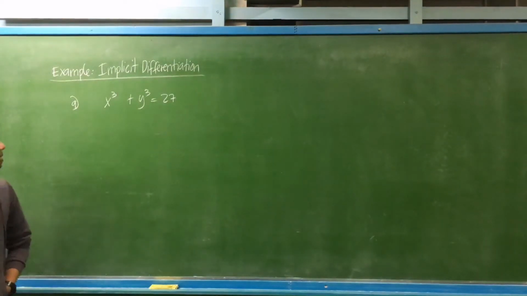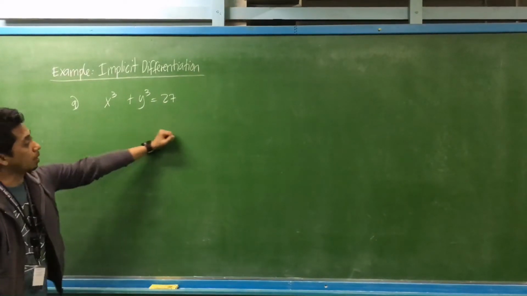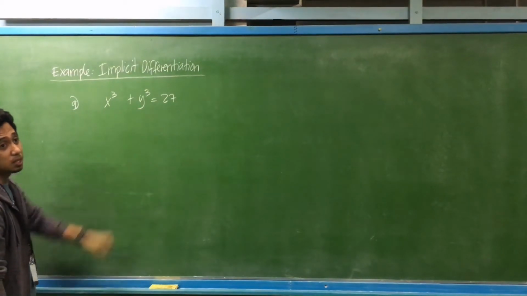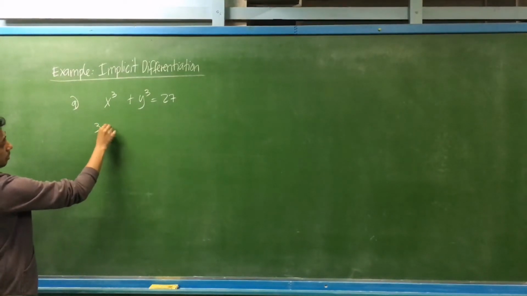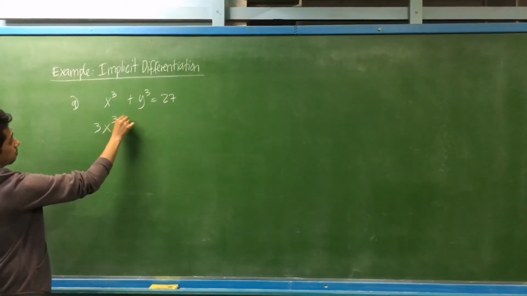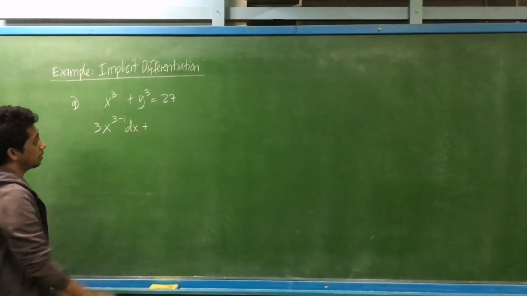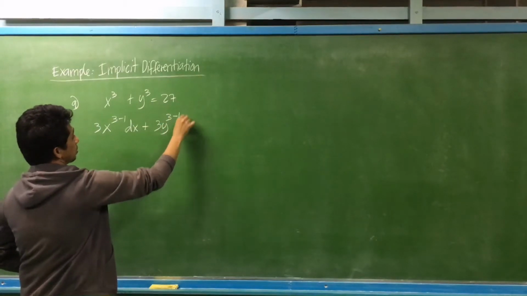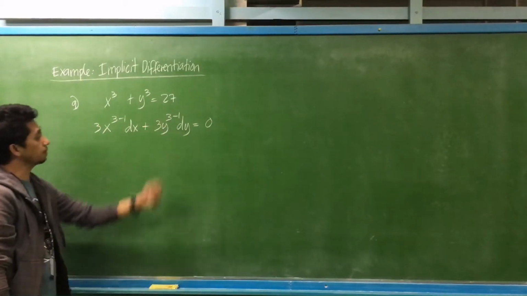So first example, implicit differentiation, we are to differentiate the function x cubed plus y cubed is equal to 27. So we are allowed to differentiate both variables, applying the power or chain rule. For x cubed, bring down the exponent, 3x cubed minus 1, derivative of x is dx, plus bring down the exponent 3, y cubed minus 1, derivative of y or the base is dy, and derivative of a constant is 0.